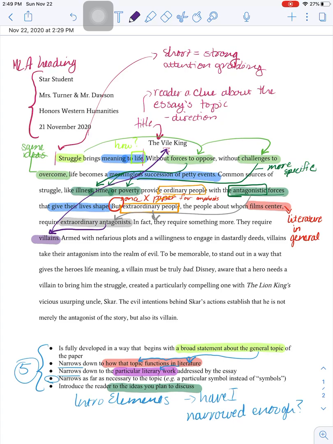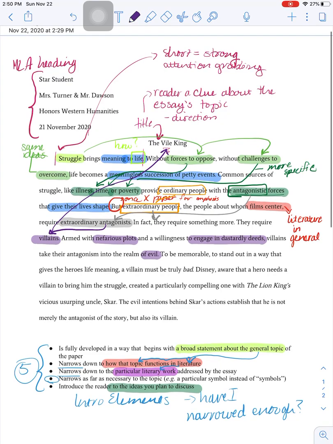So now we're going to get more specific as to what a villain is. Armed with nefarious plots and a willingness to engage in dastardly deeds, villains take their antagonism into the realm of evil. So what is a villain? A villain is somebody who is nefarious in their plotting, engaging in dastardly deeds, and evil. So those are the terms that came out of the definitions we used in the prompt, and they're the terms that you want to define for the scope of the essay.